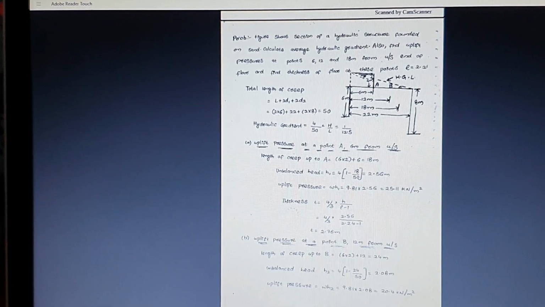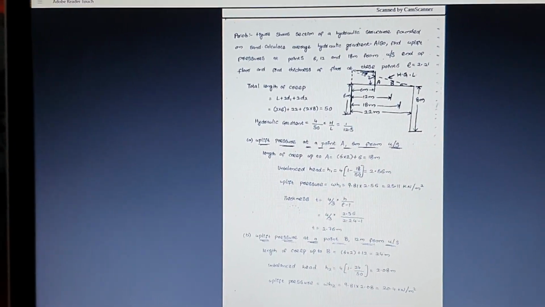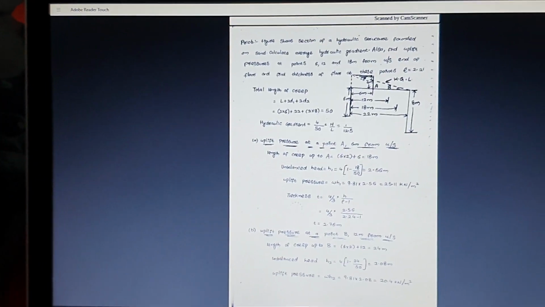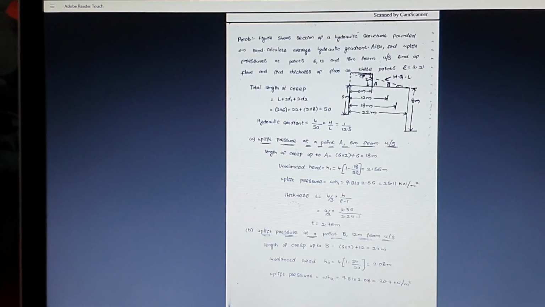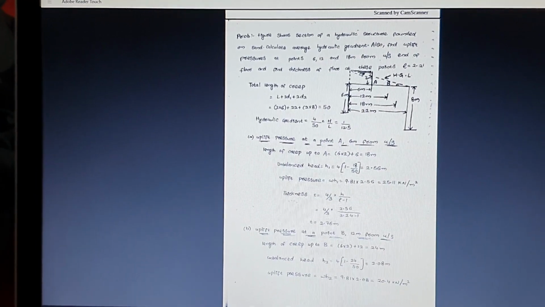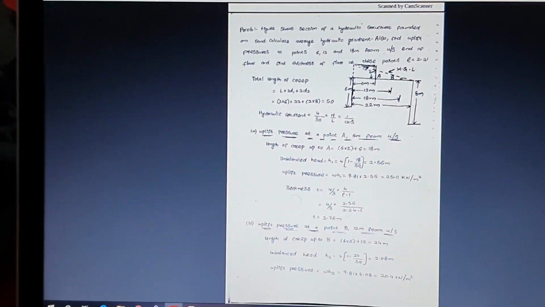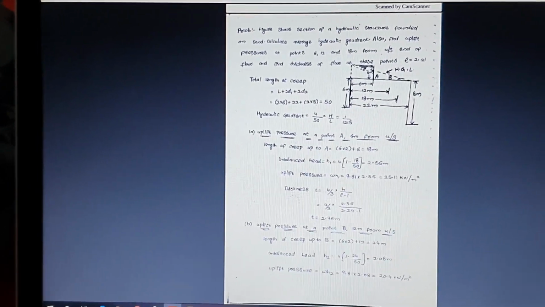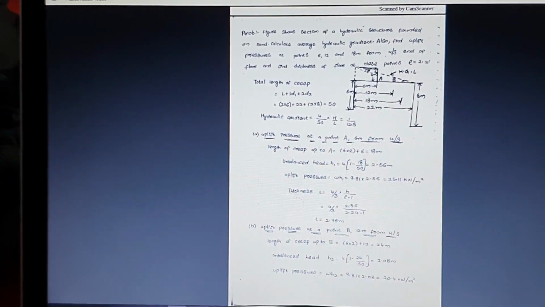So that you will be getting the unbalanced head. After getting the unbalanced head, you are going to calculate the uplift pressure, which is W into H1, 9.81 unit weight into 2.56, and the uplift pressure units are kilonewton per meter square. Then next step, we are going to calculate the thickness.